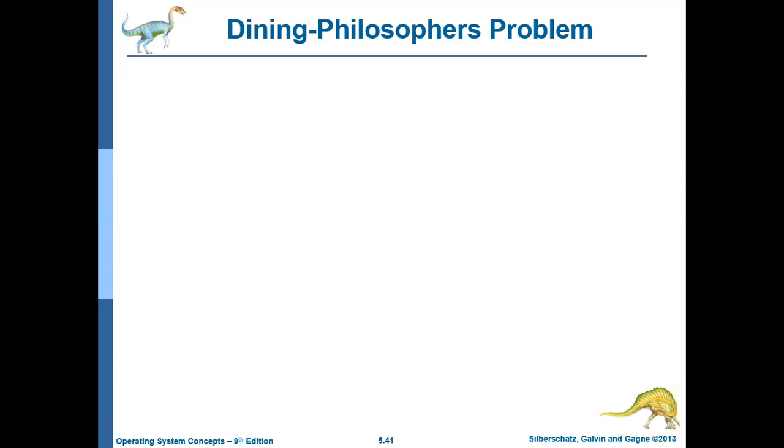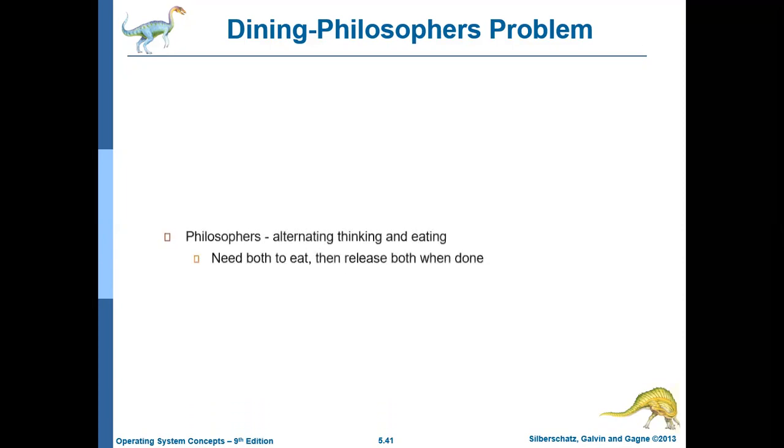In the dining philosophers problem, there will be five philosophers, and they will be sitting at a round dining table. Most of the time they will be spending on thinking and eating.